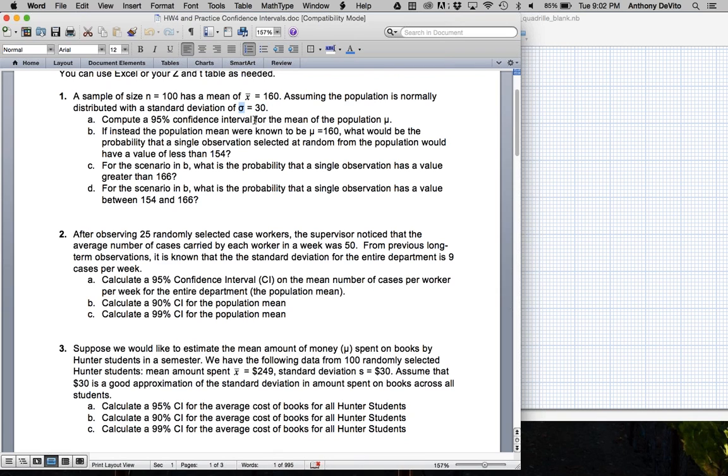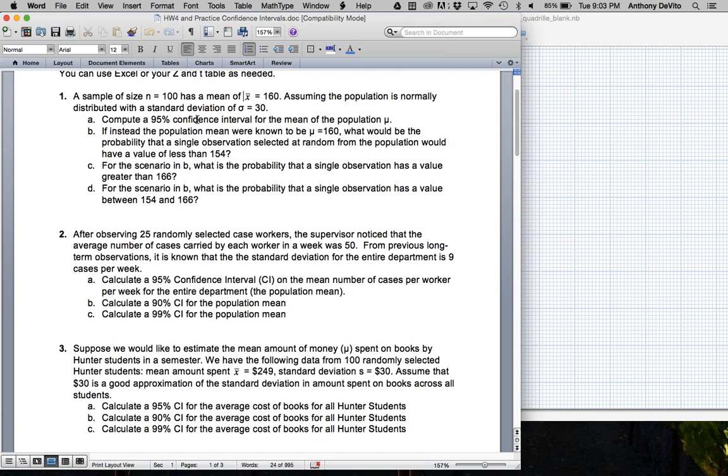Remember that sigma, the Greek letter, represents a parameter, meaning that we know that it's a population measurement, not a sample measurement. So sigma is equal to 30. X bar is a sample mean, right? Because we're using the letter X instead of using the Greek letter mu.